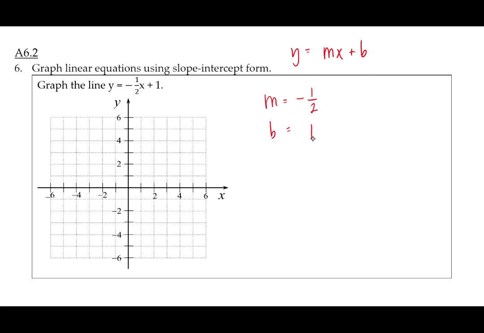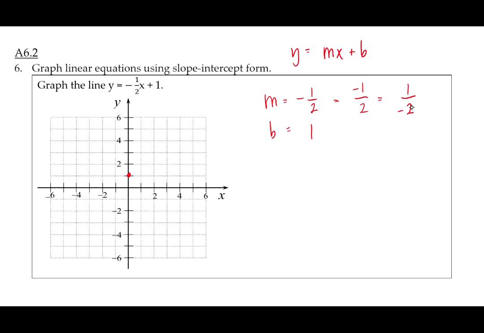So to graph the equation, I like to start at the intercept. So this line will cross the y-axis at 1. So I put a point there. And then the slope is -1/2. That's our rise over our run. So we can think of this as -1/2 or as 1/-2.